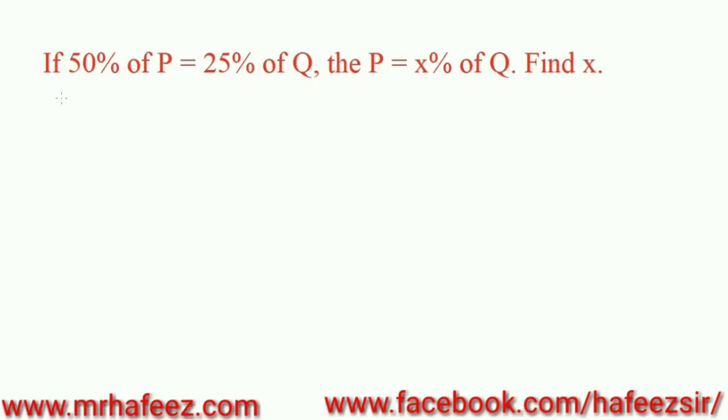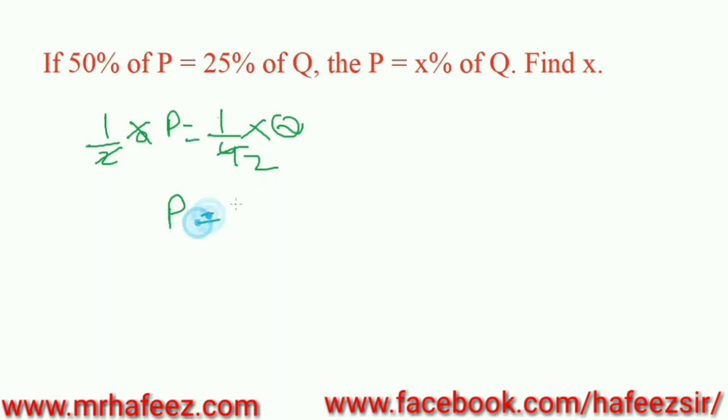If 50% of p is equal to 25% of q, then p equals x% of q. Find x. This is very simple. 50% is 1 by 2 into p equals 25%, which is 25 by 100, which is 1 by 4, into q. 2 ones 2, 2 twos 4. So p equals 1 by 2 into q. 1 by 2 means 50%.